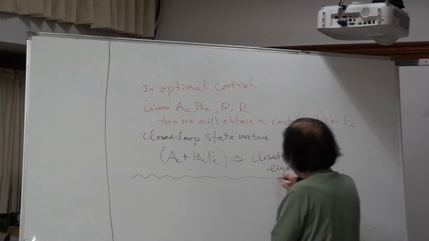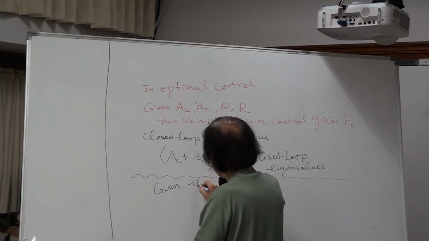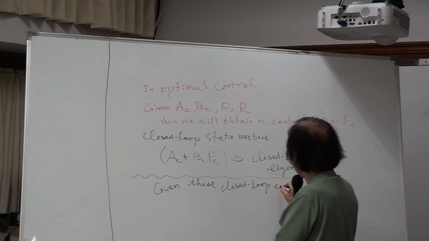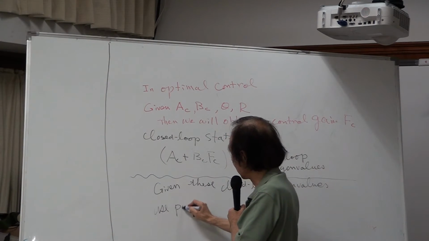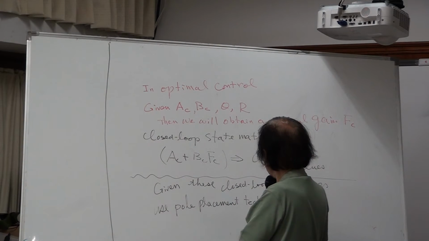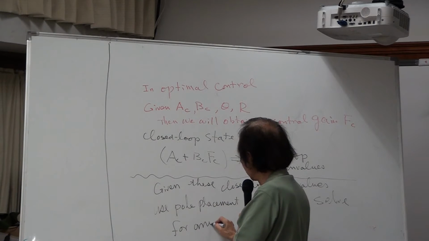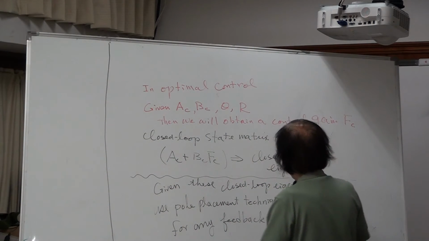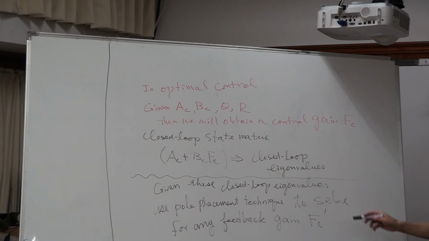Now let us go this way. Given these closed-loop eigenvalues, then use the pole placement technique to solve for another feedback gain, called FC prime.